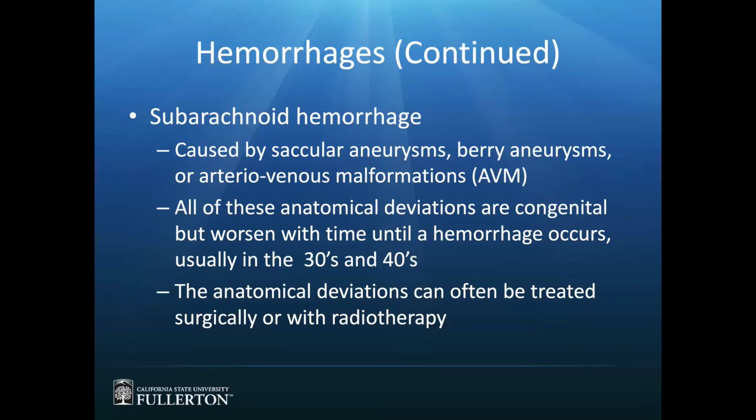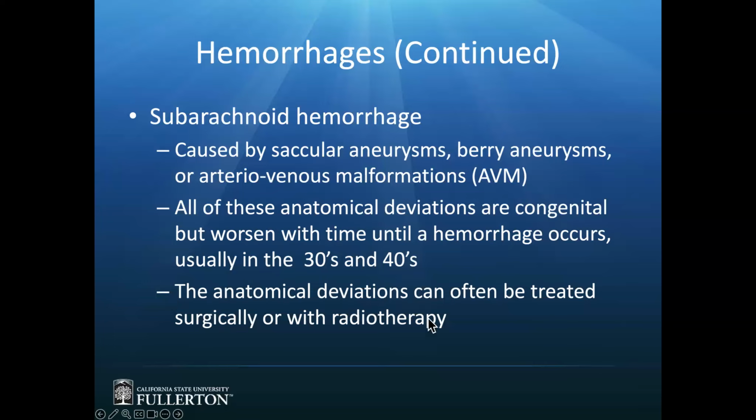But these strokes, or hemorrhages, they are strokes, tend to occur in persons younger in life, usually in their 30s or 40s. Now that's kind of young to have a stroke. We usually think of strokes as being in the 70s and 80s, upward from there. But these were caused by malformations of the arteriovenous system, and it just took that long for the pressure to get great enough to cause them to actually hemorrhage.